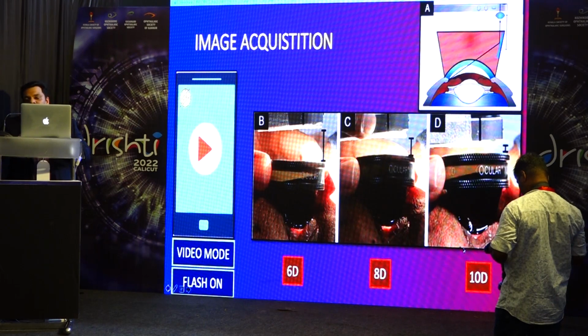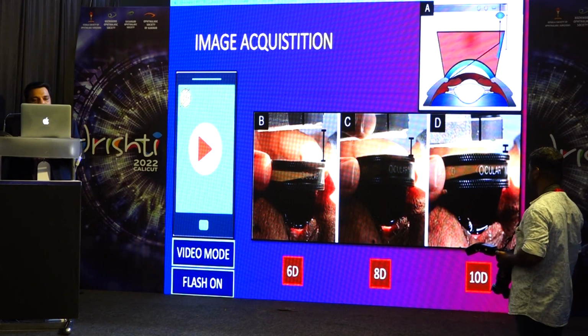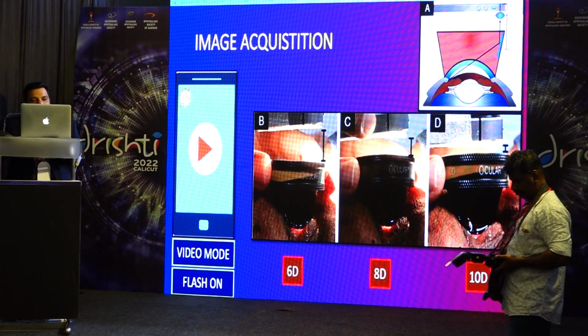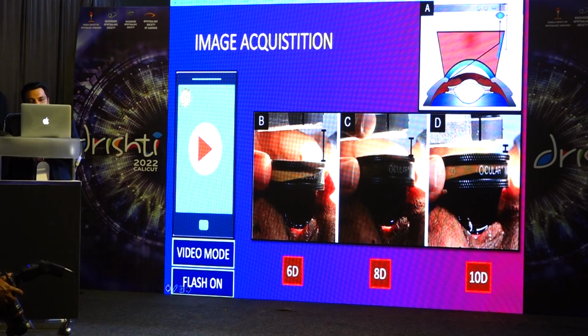So how to acquire the image? The phone needs to be on, with the flash on, and it should be in video mode. If you are utilizing a 6 diopter IOL, you can take a good image, and the distance between the gonio mirror and the IOL is quite significant, so you don't need to go very close with the phone. But if you're using a higher power IOL like 8D or 10D, then you need to go really close to the gonio mirror to acquire a good and clear image.